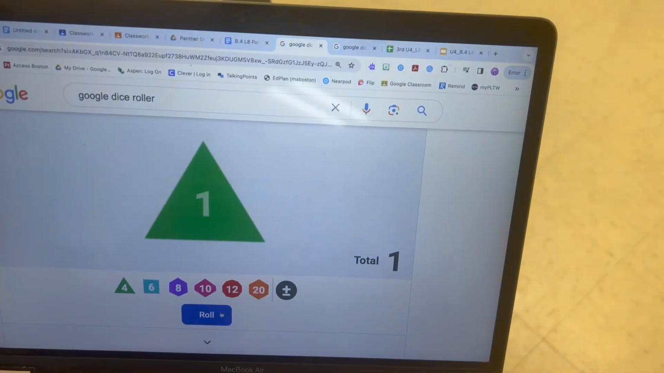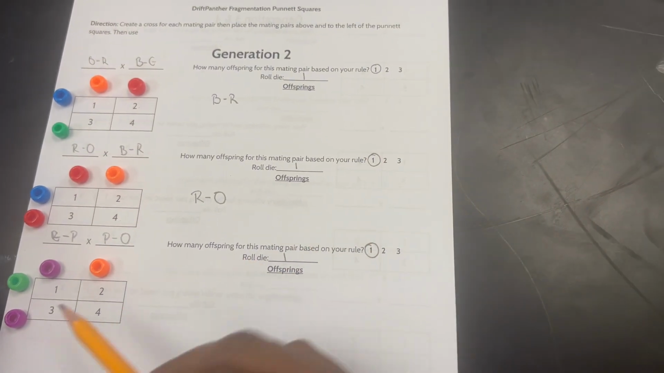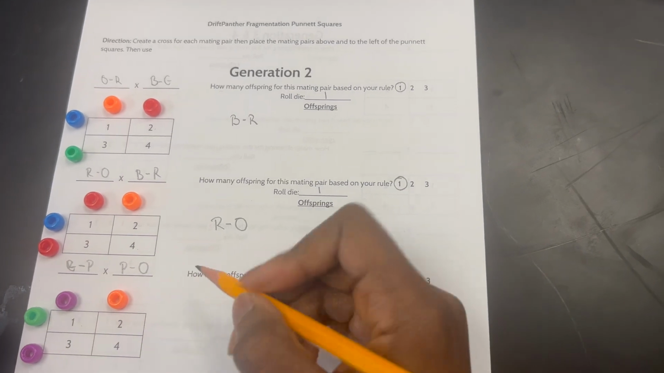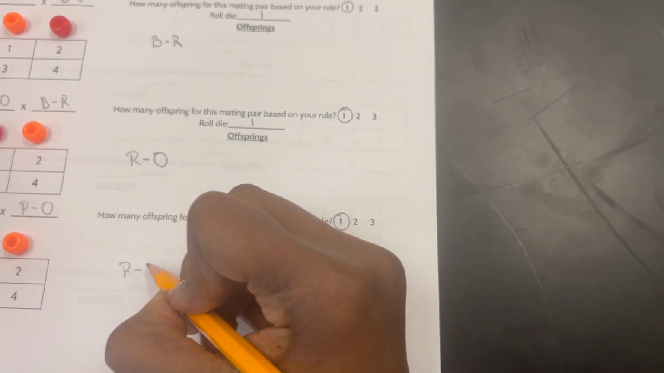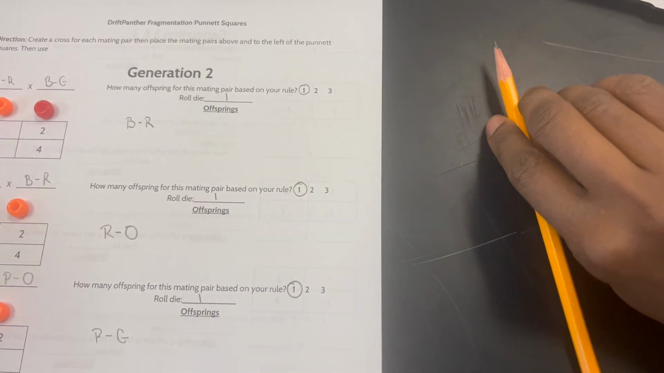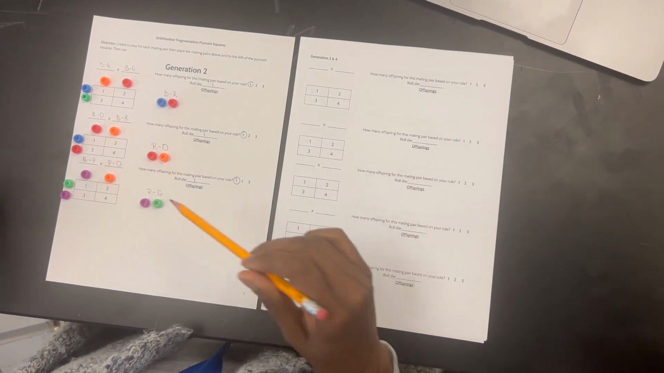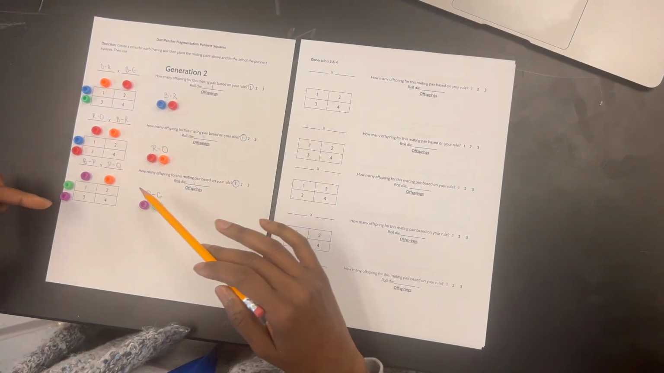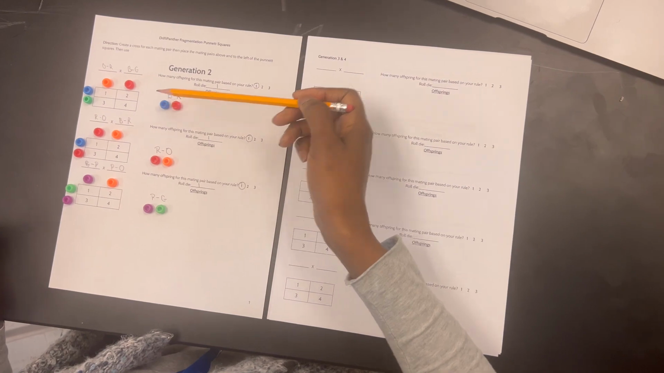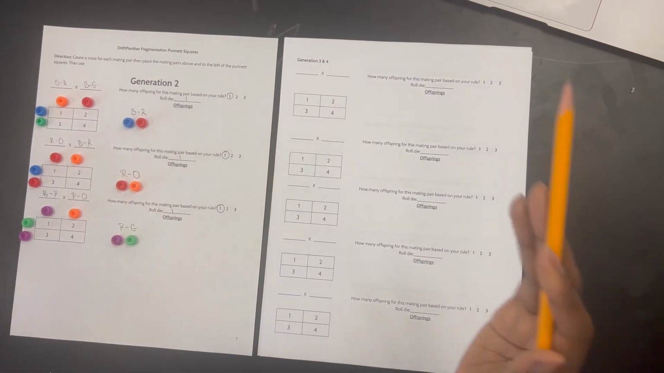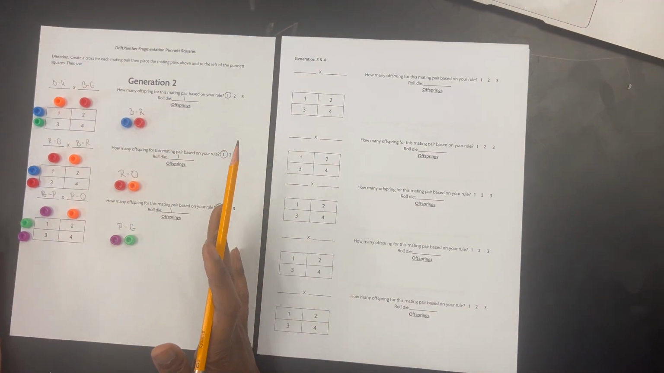And then I'm going to roll again for this last cross. And what we're going to see is they're meeting in 1. And so it's going to be the green and the purple. So they're going to have P and G, and that's going to be my offspring for this next location. Once we have crossed our parents, you will see the offspring. I have put out the beads to match the color of the offspring. And so this is generation 2.